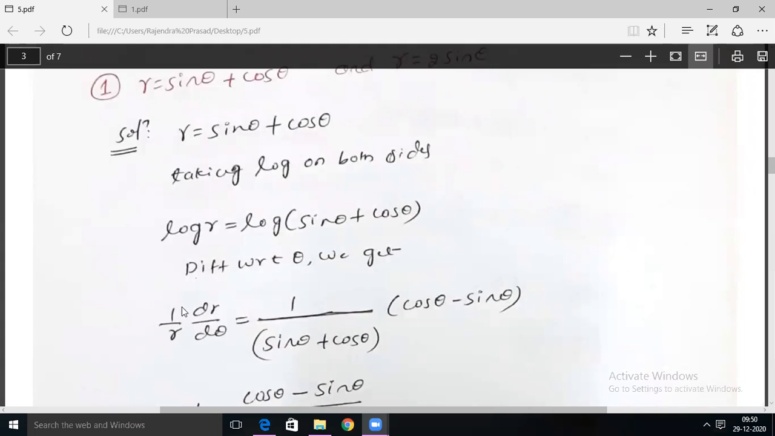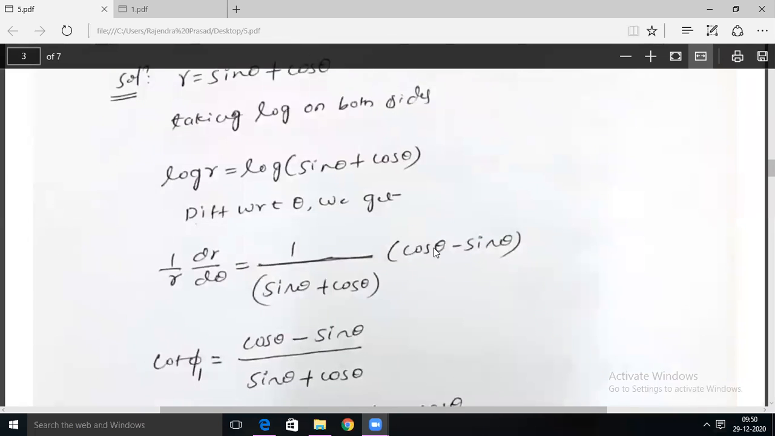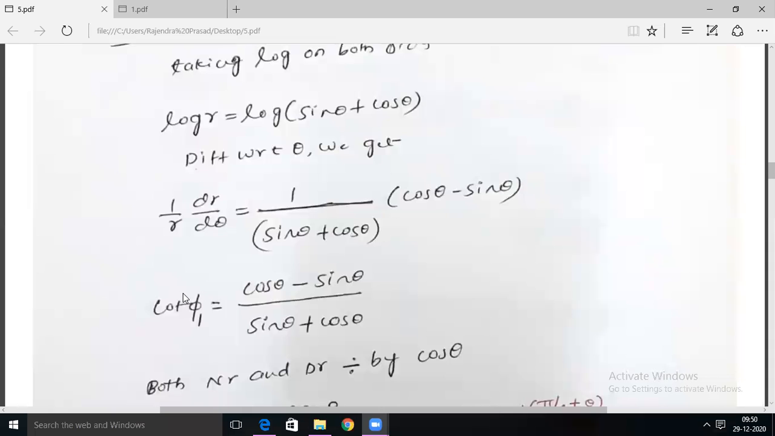Log r differentiation is 1 by r into dr by d theta, is equal to log of sin theta plus cos theta differentiation: 1 upon sin theta plus cos theta, into differentiation of sin theta plus cos theta, which is cos theta minus sin theta. So numerator cos theta minus sin theta upon sin theta plus cos theta. Left hand side 1 by r into dr by d theta can be written as cot phi 1.